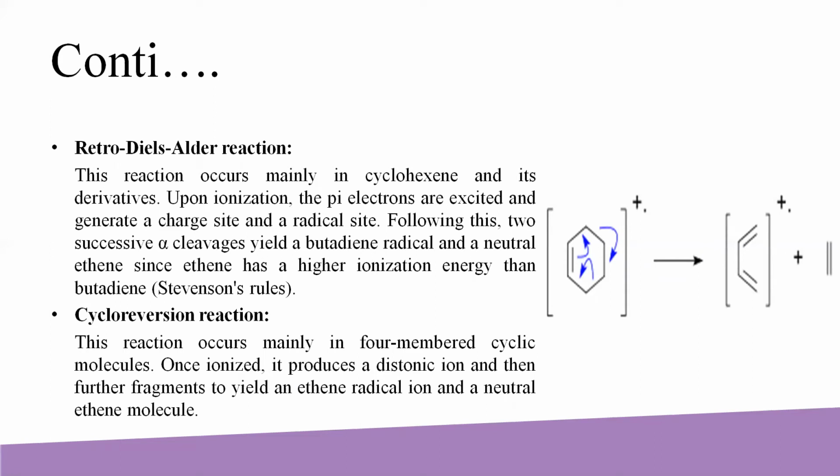Next is the reversion reaction. This reaction occurs mainly in four-membered cyclic molecules. Once ionized, it produces a distonic ion, and then further fragments to yield an ethene radical ion and a neutral ethene molecule.